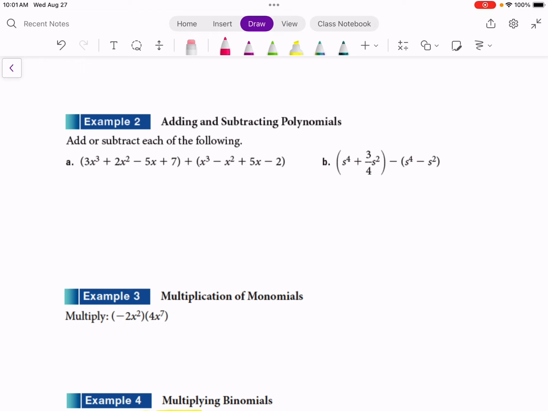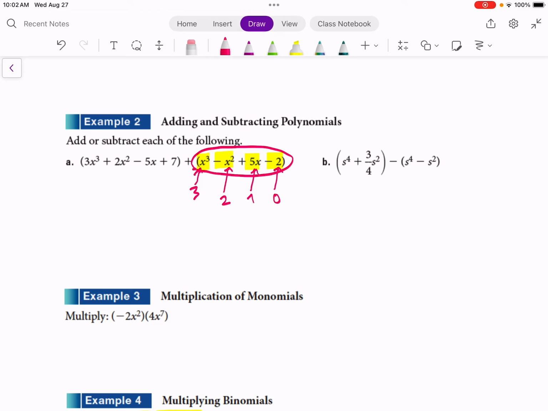For this polynomial, how many terms do we have? 4. So x cubed, negative x squared, positive 5x, negative 2. So these are the 4 different terms. Okay, each term has a degree, right? So what is the degree of this first term? 3. What is the degree of this second term? 2. What is the degree of this third term? 1. And what is the degree of this constant? 0.